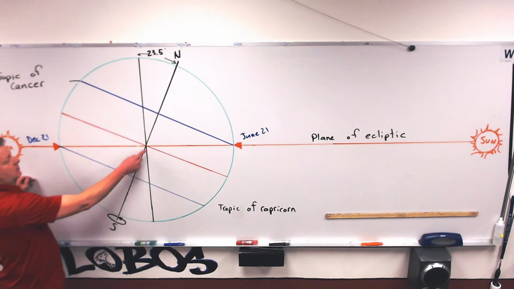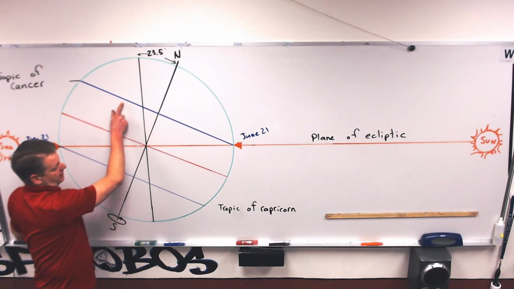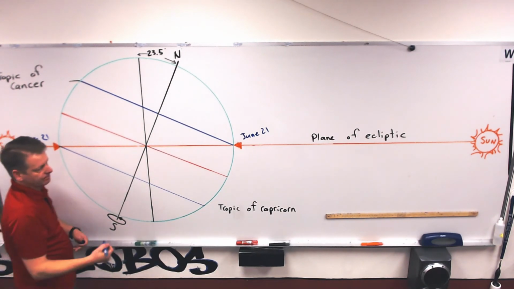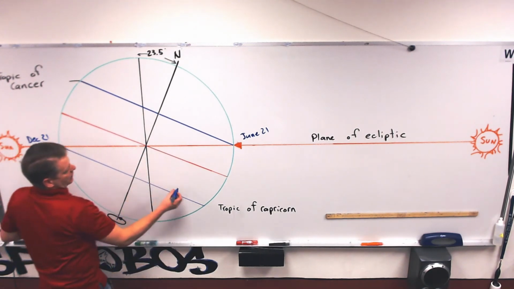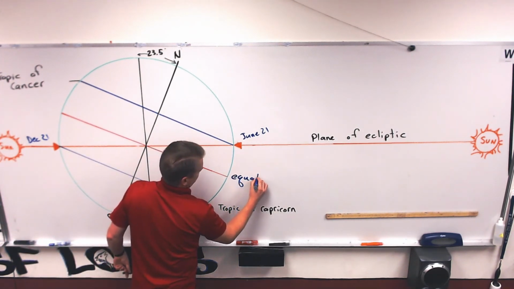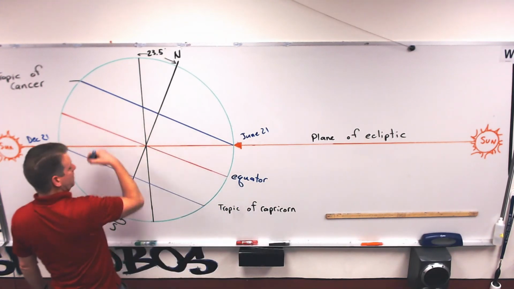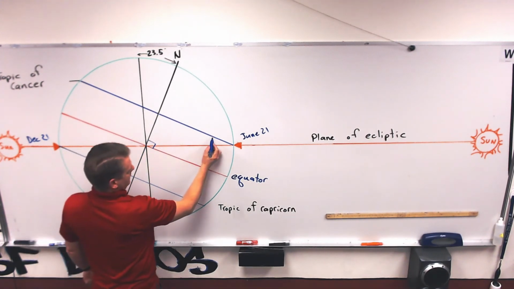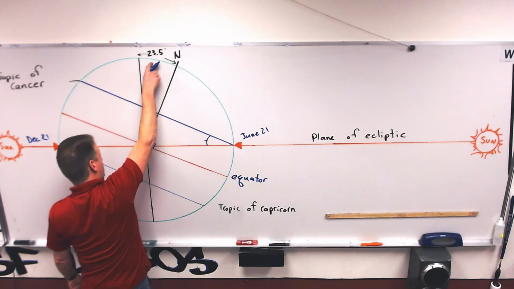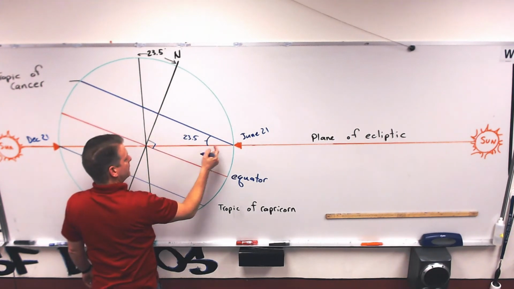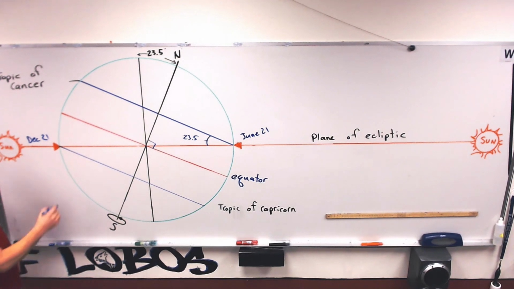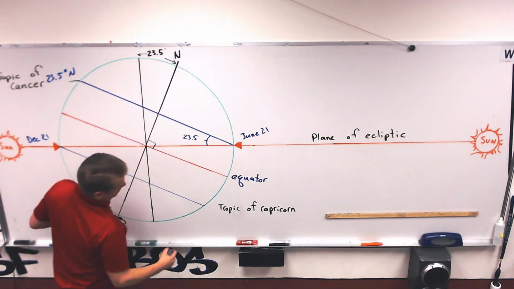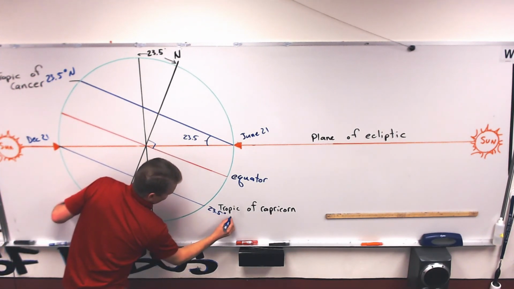What latitude is the Tropic of Cancer? If this is the equator, this is the Tropic of Cancer, Tropic of Capricorn. This is 90 degrees. So what's that angle right there? 23.5. So where is the Tropic of Cancer? Where's the Tropic of Capricorn?